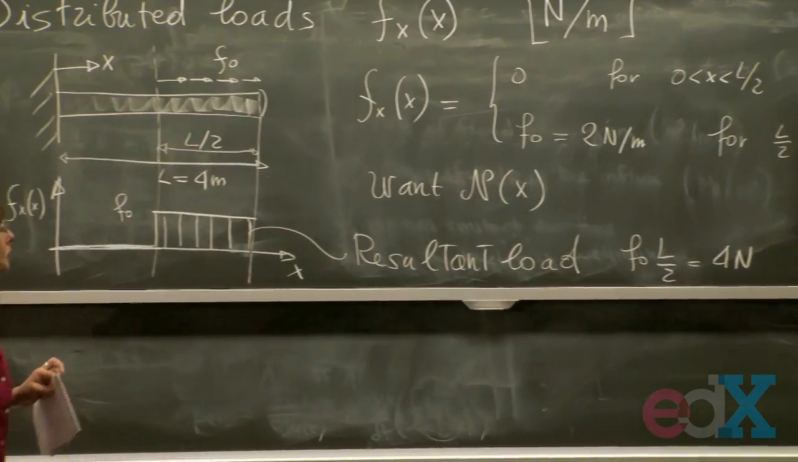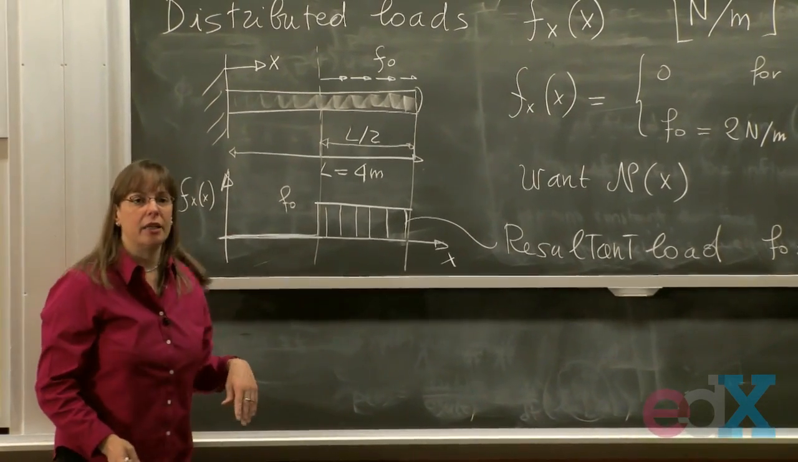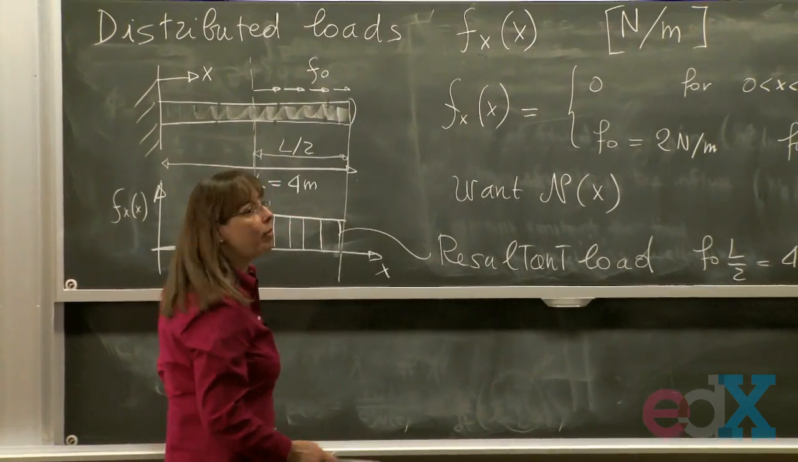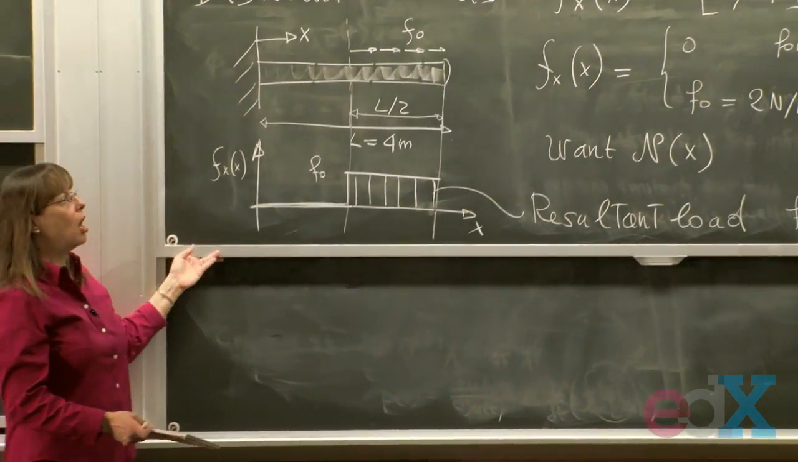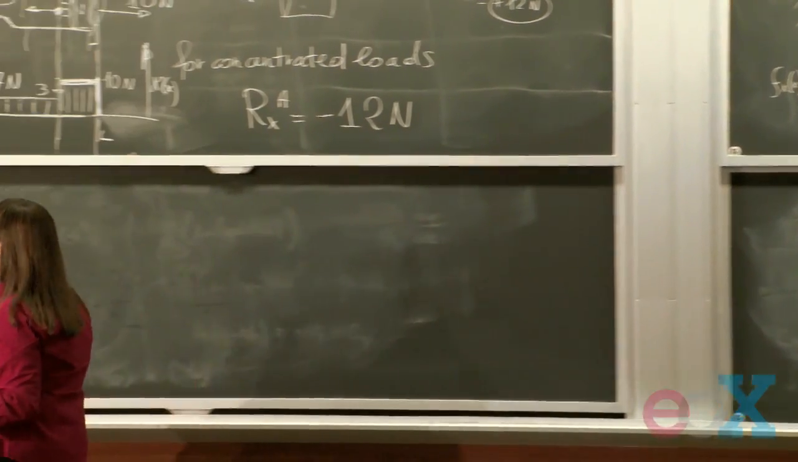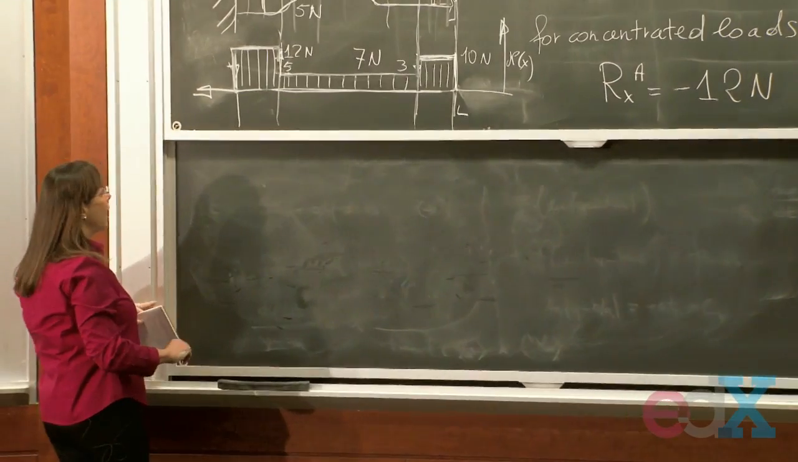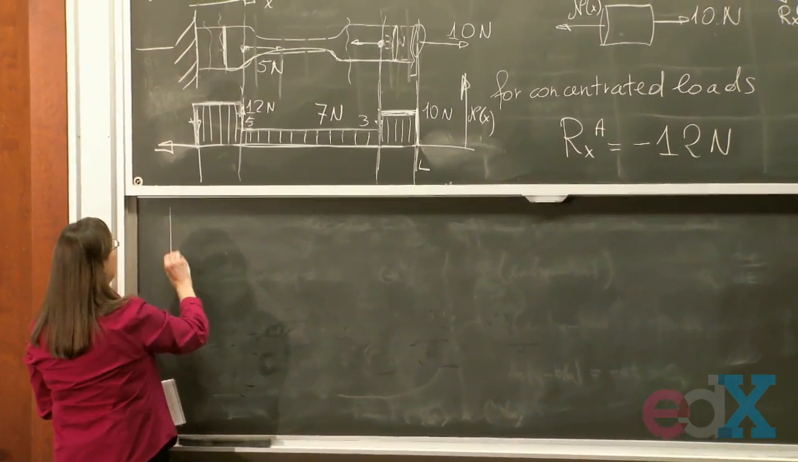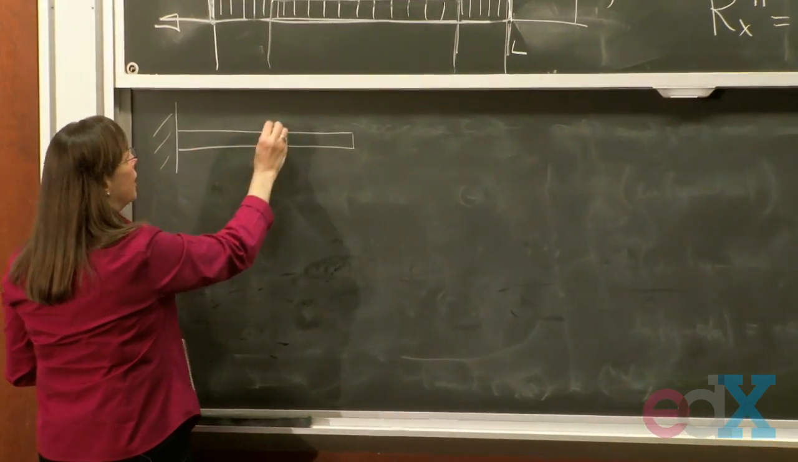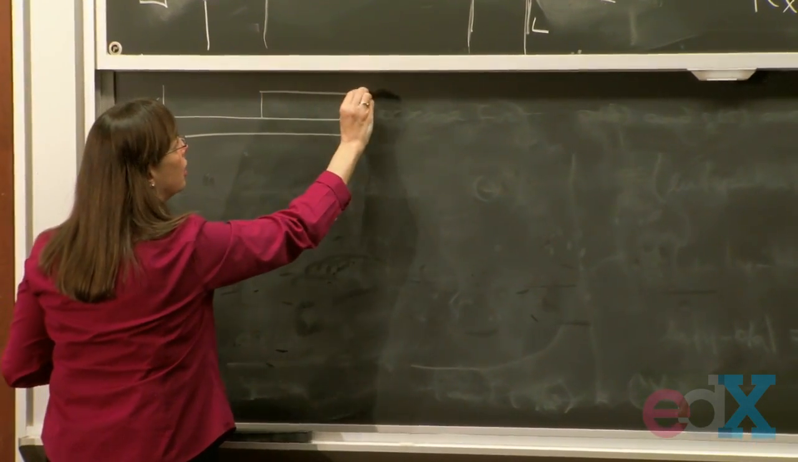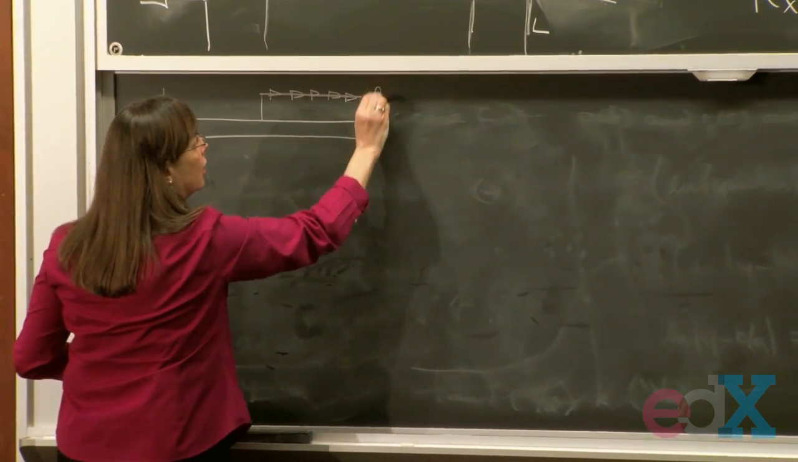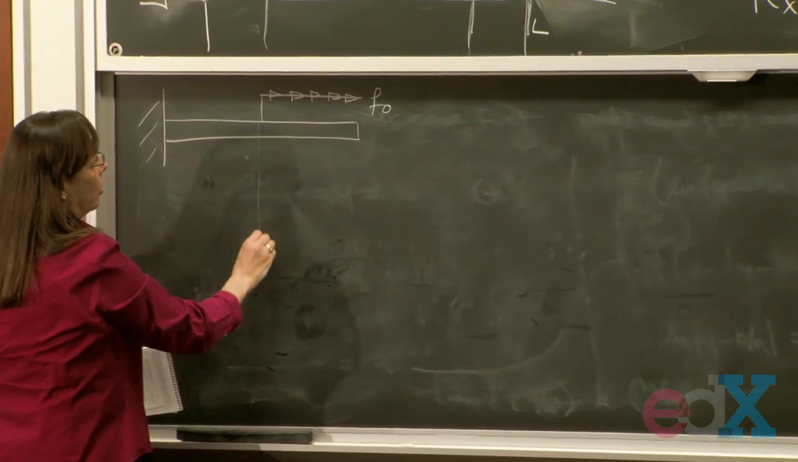Okay? But I do not want just the resultant. I want to know what every single section of the bar feels, not just how much the total load is. So what I do is I use the same method as we did here. We cut, right? So if this is the bar, I'm going to draw it up here just so that we can get our geometry right. This is the bar, and I have F0 on this side of the bar.